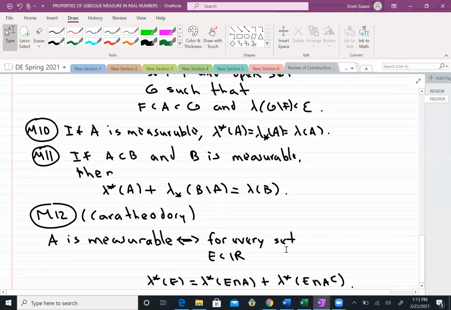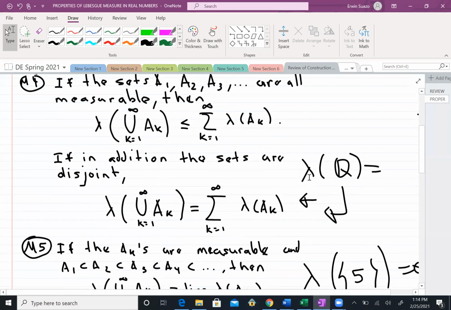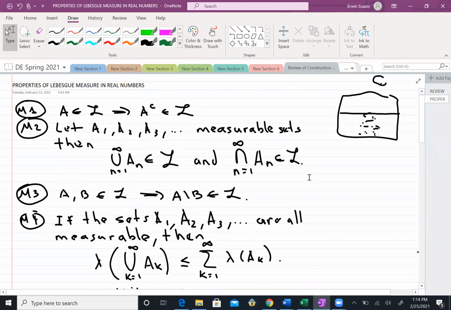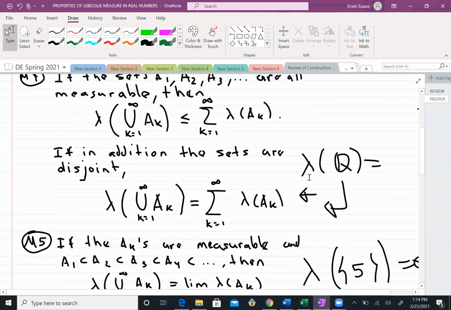And then Caratheodory is interesting, because A is measurable if you just take the outer measure and verify that for any subset E of R, the outer measure of E equals the outer measure of E intersection A plus the outer measure of E intersection A complement. Okay, and that's it. That's all that we have to do.